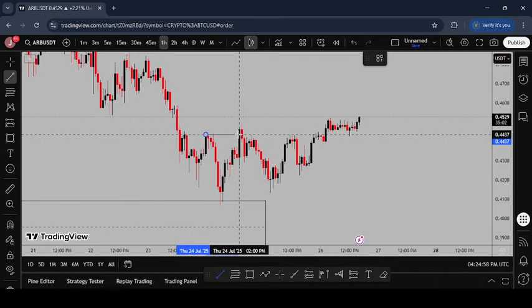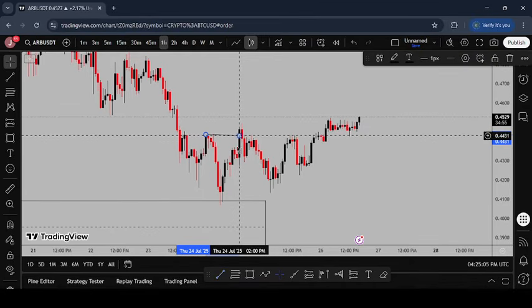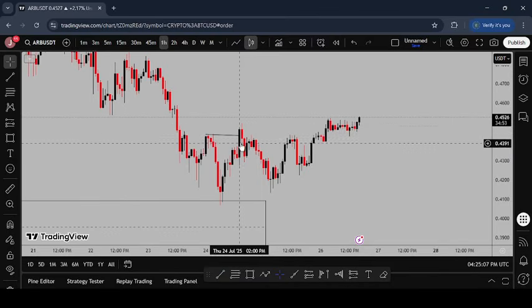This is a beautiful what? Market structure shift. Alright, now you have a market structure shift. Why is it not drawing straight properly? Come on, give me a straight line. What's wrong with you?